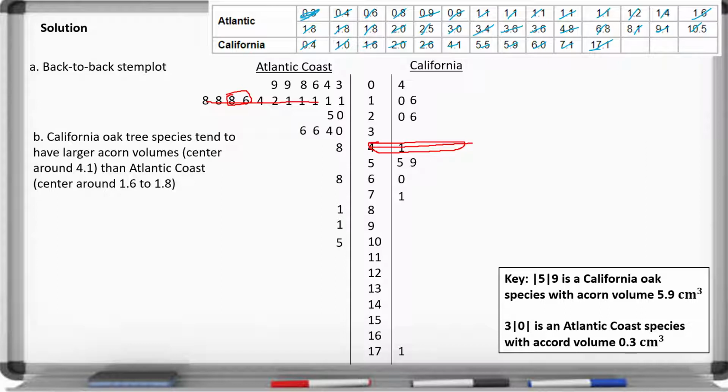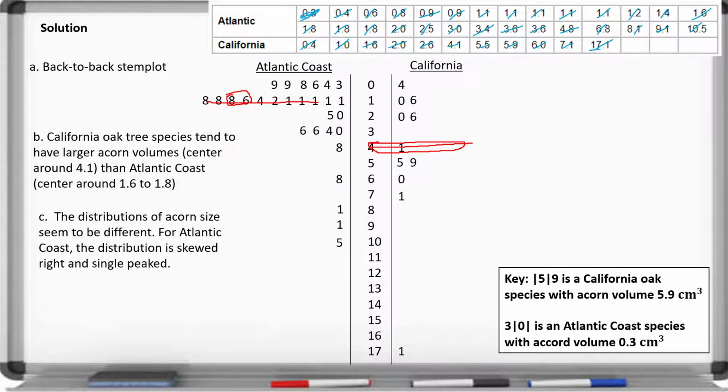So generally it seems that the California species have larger volumes than the Atlantic coast. As far as the distributions, they do seem to be different. For the Atlantic coast, the distribution is skewed to the right and single peaked.